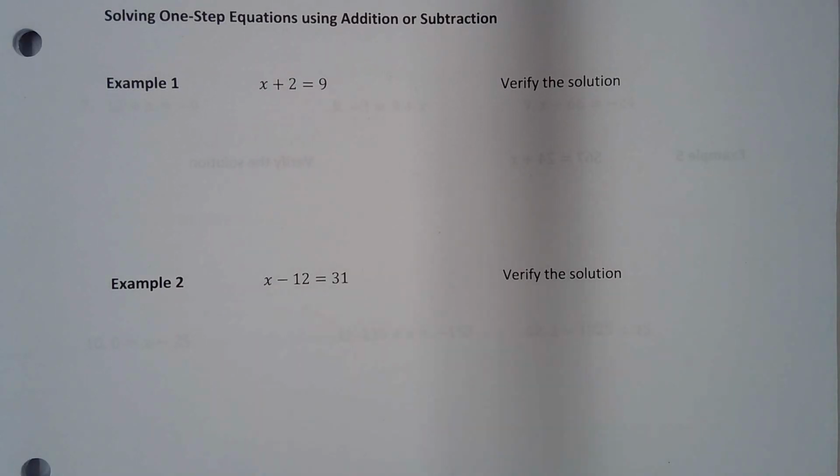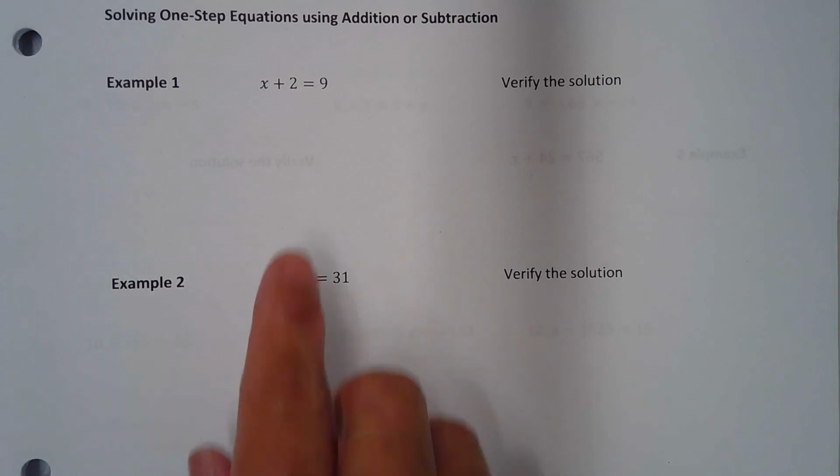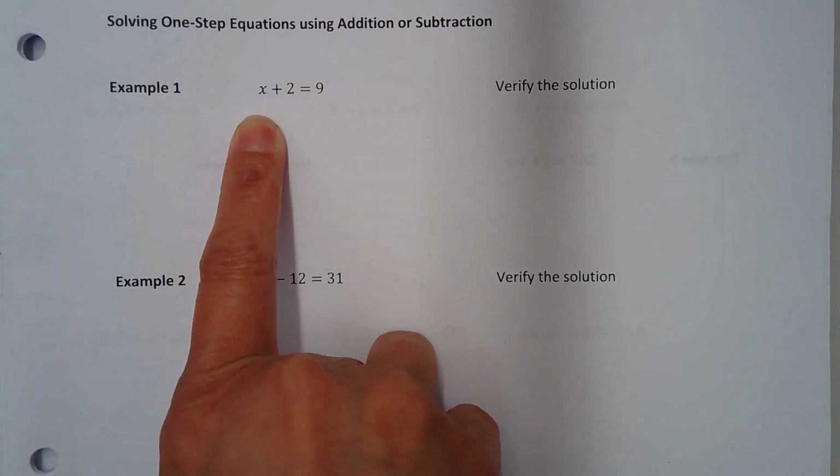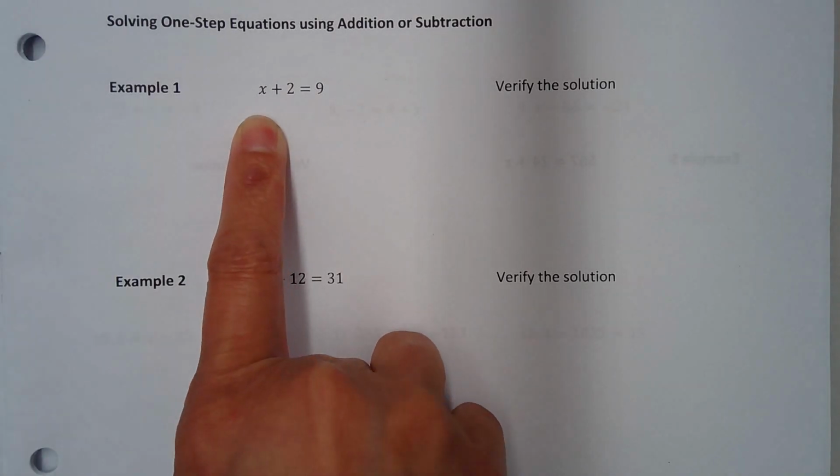Okay, so what do you see on the left side of the equation? Okay, sorry, the other left. X plus 2. On the right side is what? 9. Okay, good. Now, what's happening with the x? X got added by 2.